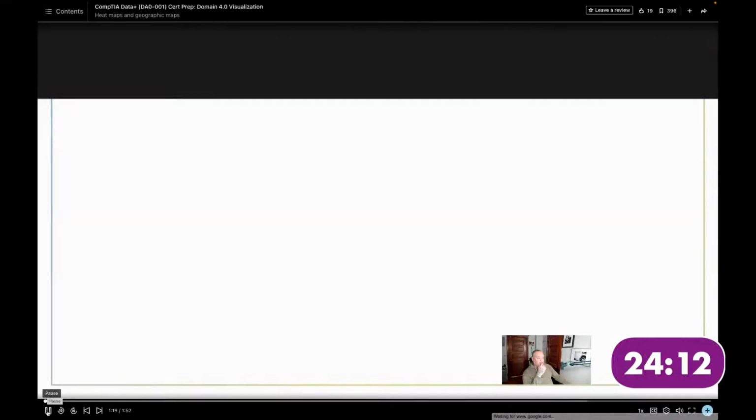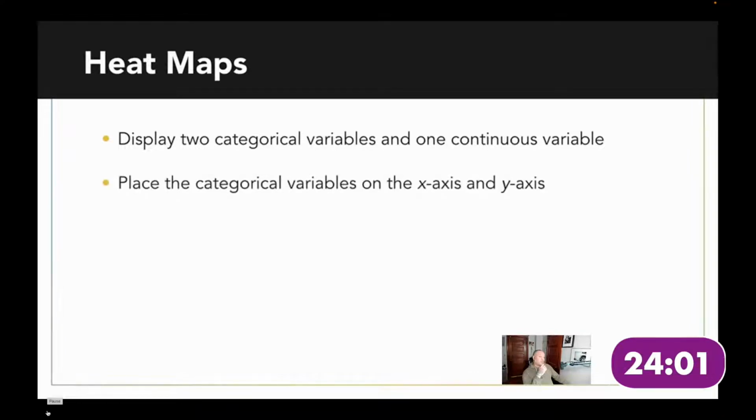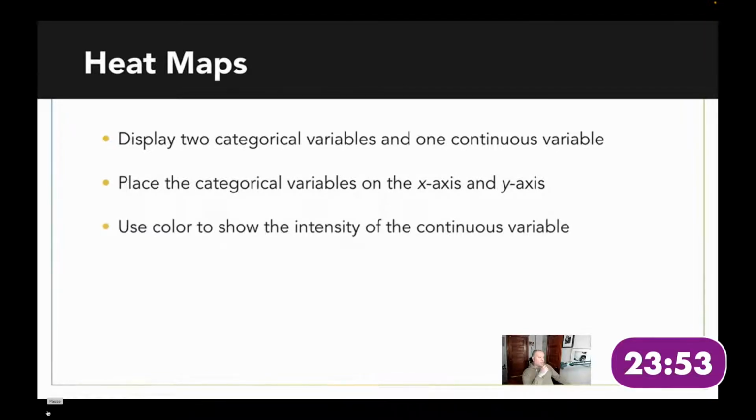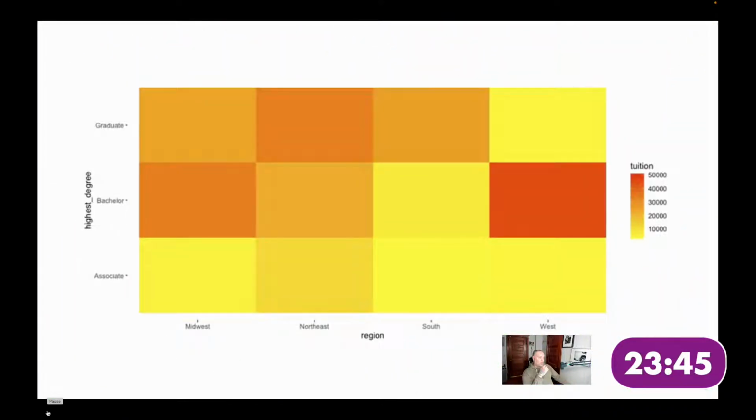Heat maps are a special type of visualization that you can use when you have two categorical variables and one continuous variable that you'd like to visualize. A heat map places the two categorical variables on the x and y axes, which creates a grid of boxes. Then we use color to show the level of intensity of the continuous variable by coloring each one of those boxes. Here's an example of a heat map from the college dataset.